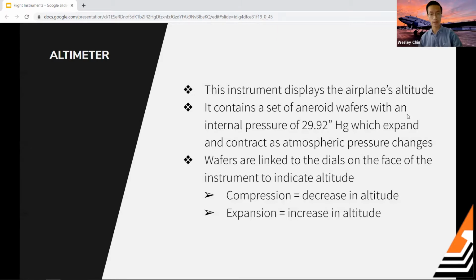But what's going on here inside the instrument case, we've got a set of what we call aneroid wafers. These aneroid wafers have an internal pressure of 29.92 inches of mercury, which is your standard at sea level. The wafers expand and contract as atmospheric pressure changes, as this is directly hooked up to your static port. The wafers are then linked to the dials on the face of your instrument to indicate altitude. Basically, as they're compressed, it'll indicate a decrease in altitude. And as the wafers are expanded, it'll indicate an increase in altitude.